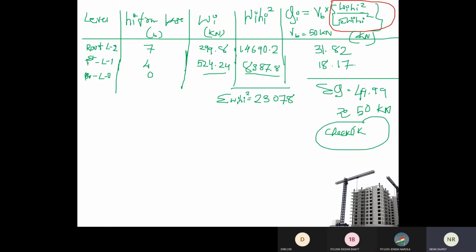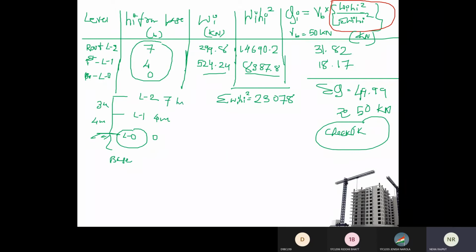There you will get the same answer. Right? Yes, very good, Ria. This distance you need to consider from the base. So if this is your building, if this is your 4 meter and 3 meter, this is level 0, level 1, level 2. So level 0 height is 0, level 1 height from the base is 4 meter, and level 2 height from the base is 7 meter. Correct?